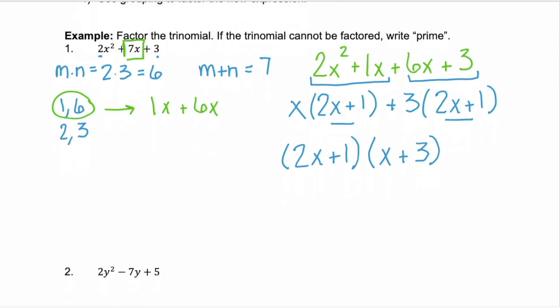Let's look at example 2. Remember, step 1, do we have a GCF? Well, our b, -7, and our c, 5, are both prime. And they're not the same prime number, so there's no GCF. So step 2, m times n equals a times c, which here is 10. And m plus n needs to equal our b, which in this case is -7.